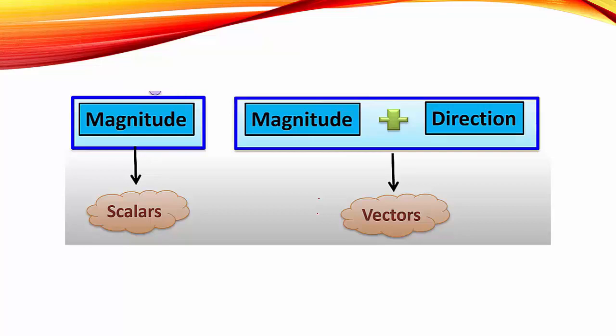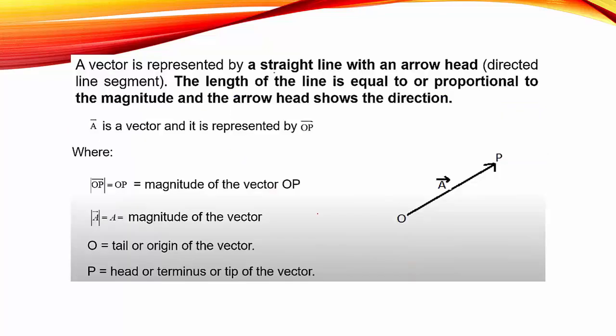This chapter starts with two terms, scalars and vectors. A scalar has only magnitude, a vector has both magnitude and direction. A vector is usually represented by this straight line OP with an arrowhead. The length of this line is proportional to the magnitude. So this length gives magnitude and the arrowhead gives direction. This is the representation of a vector.